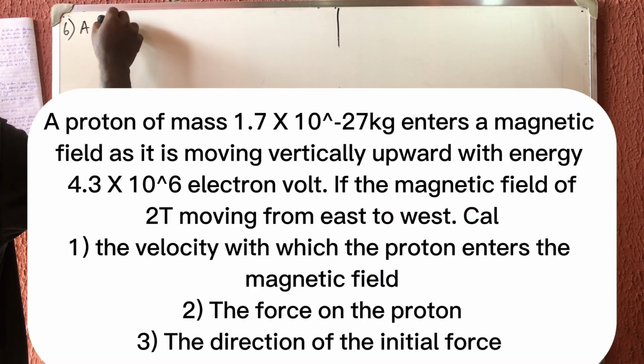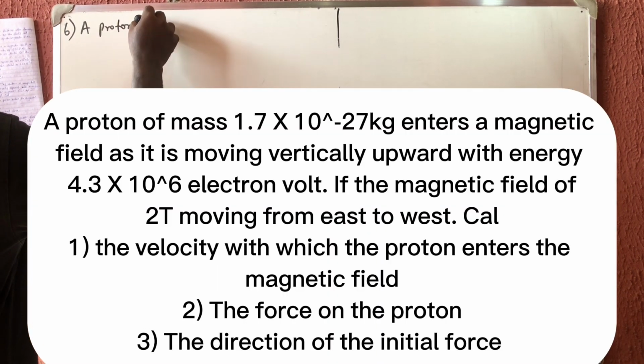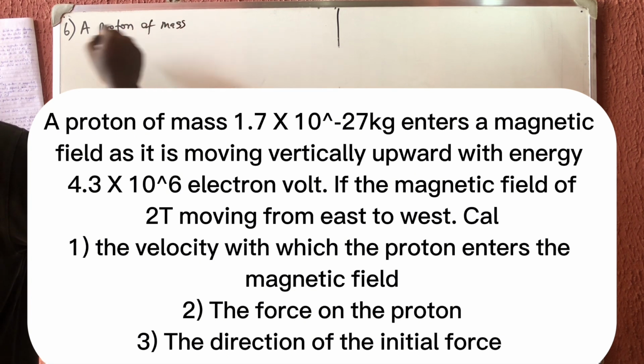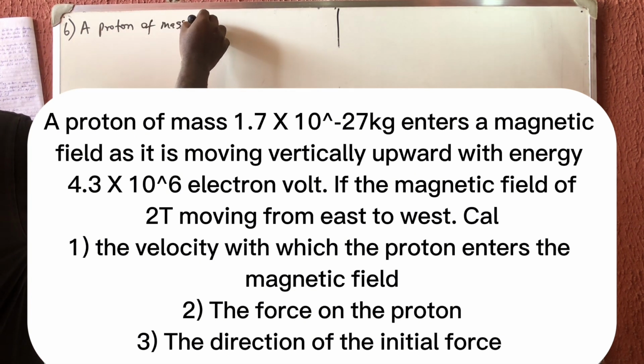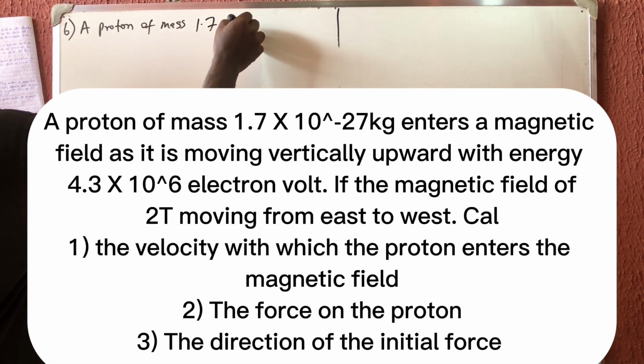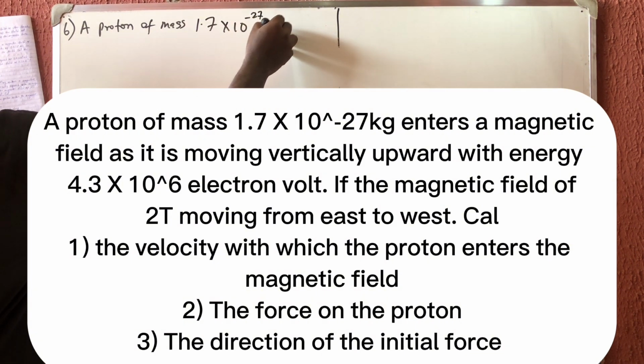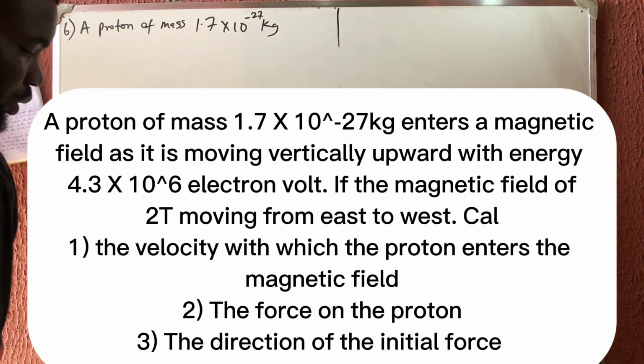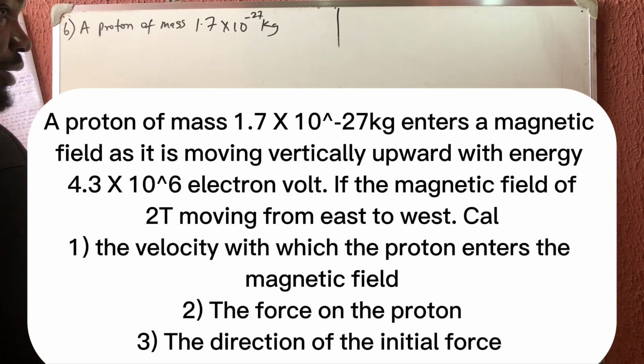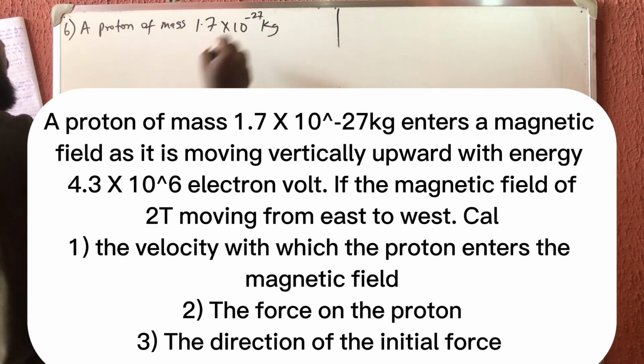So question number 6 said a proton of mass, okay? They said that the mass we are going to use here is 1.7 times 10 raised to the power minus 27 kg. That is the mass of this particular proton. For the other one, they gave us the mass, so they are the one that gave us that mass.